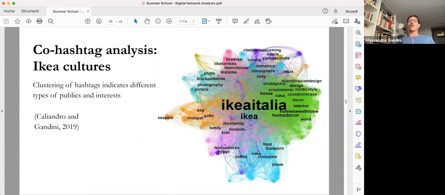So you see how a very simple visualization like this, if done well, like this one, actually tells us a lot about cultural practices that concur to the meaning, in this case, of a brand, and to identify the different constituencies, perhaps, and audiences that make brands eventually relevant on Instagram, and they concur to the meaning and the significance of a given brand.